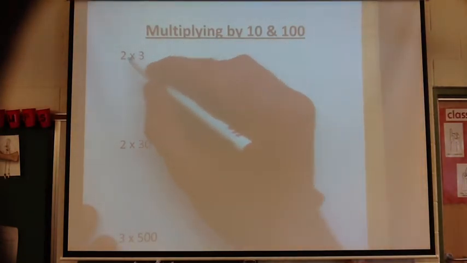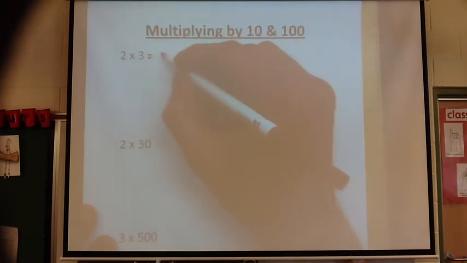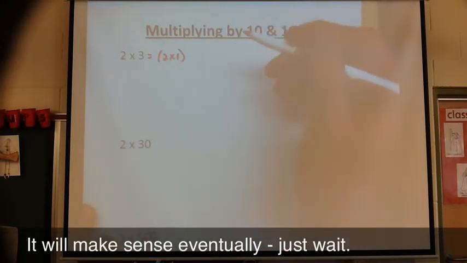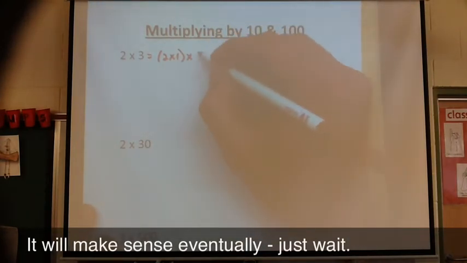Now, this problem can be broken down. Each factor can be broken down. So instead of saying 2, I can say that's the same as 2 times 1. And I'm going to multiply that times 3 times 1.